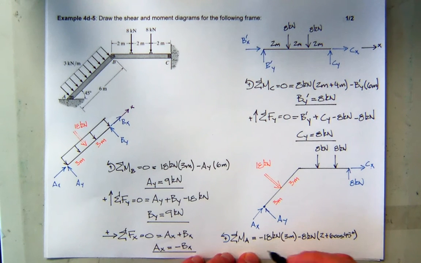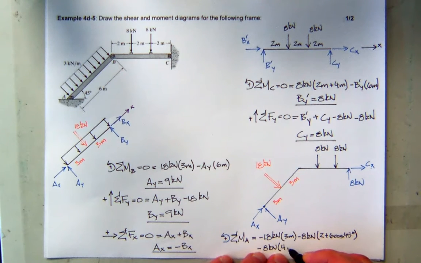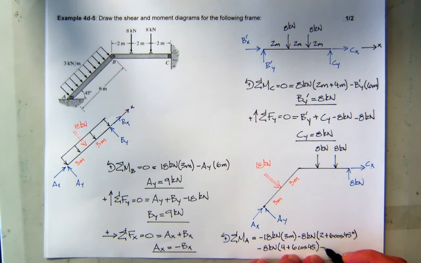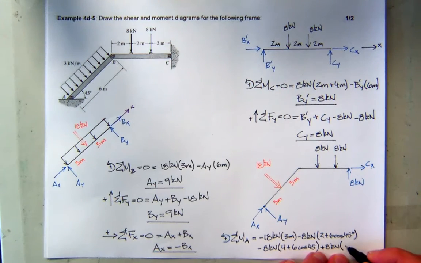And then the next one is going to be minus 8 kilonewtons. It'll be the same 6 cosine of 45, but with 4. And then I got all the way over here. That creates positive moment, and that's going to be the same cosine of 45, but with 6.